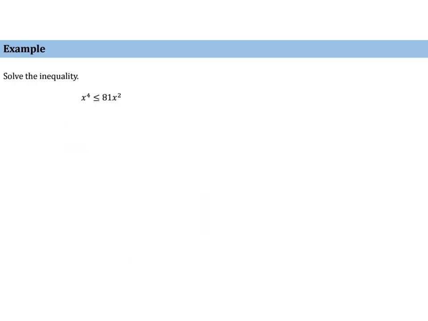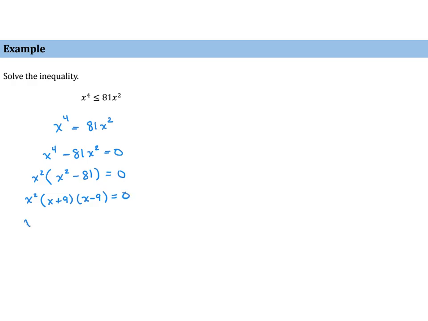So now let's solve this inequality. We'll start by looking at x to the 4th equals 81x squared. To solve this, we need one side equal to 0. Factor out an x squared, and we will get x squared times the quantity x squared minus 81. So x squared times (x plus 9) times (x minus 9) equals 0. So our solutions correspond to the factors. So x equals 0, negative 9, positive 9.